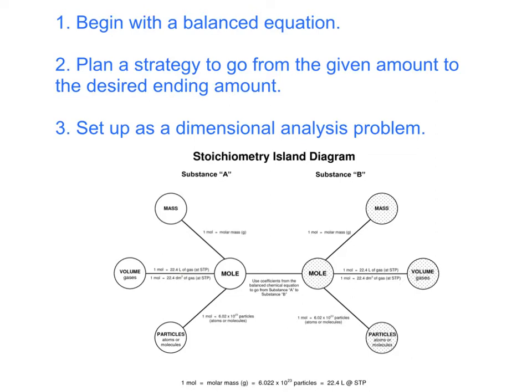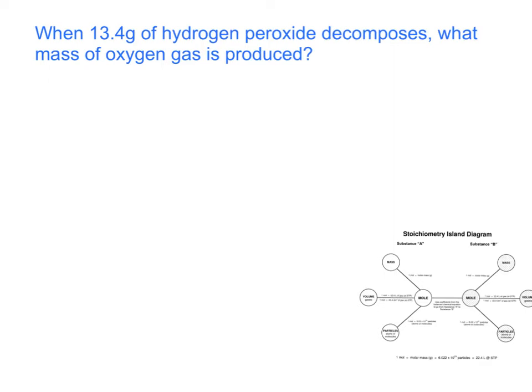On to an example. All right, so the first one is 13.4 grams of hydrogen peroxide decomposes. We want to know what mass of oxygen gas is produced. So first we have to set this up. It's H2O2, and it's decomposition, so that's the only reactant. And it goes to O2 and H2. And it's great that it's already balanced. It is already balanced, or all ones.